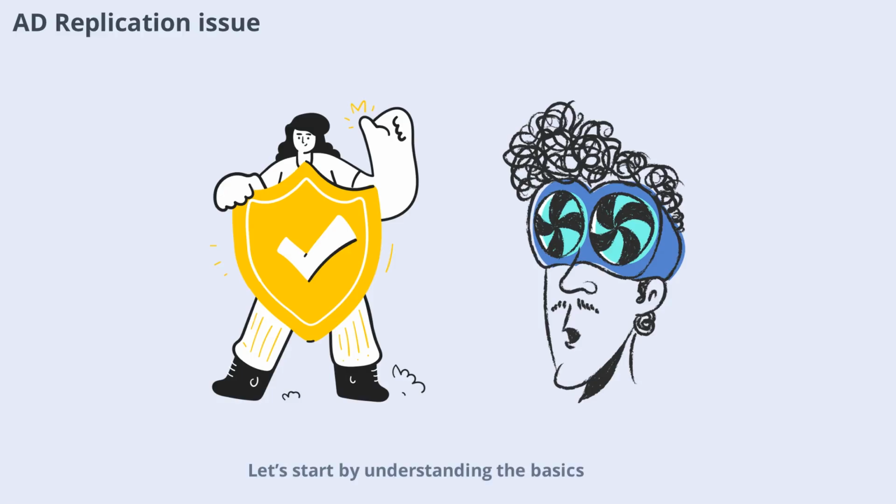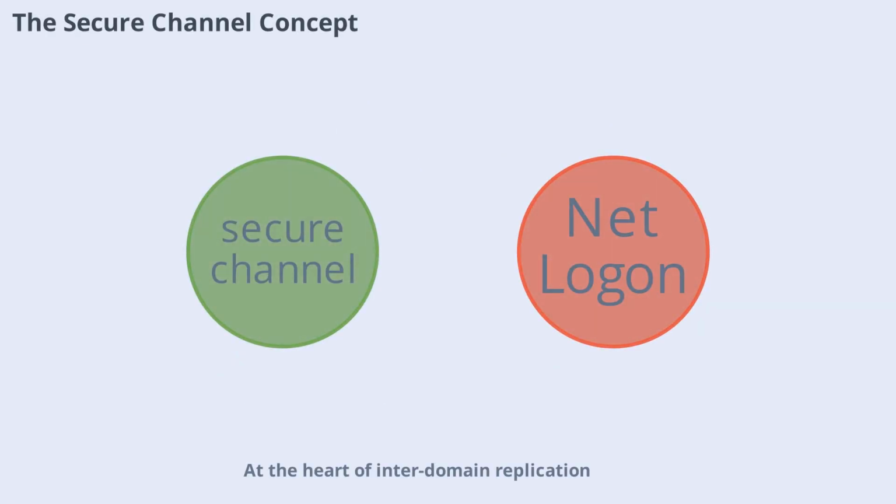Let's start by understanding the basics of secure communication in Active Directory. At the heart of interdomain replication is the concept of the secure channel. This secure channel is established by the Netlogon service and is essential for verifying trust paths between domain controllers. Without a functioning secure channel, domain controllers cannot authenticate each other, and replication grinds to a halt. Think of it as a private, encrypted tunnel that ensures only trusted parties can exchange sensitive directory information.